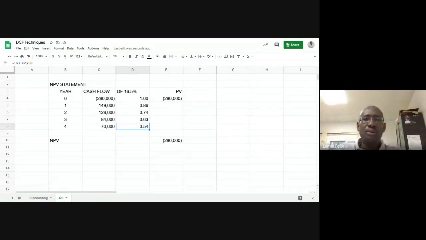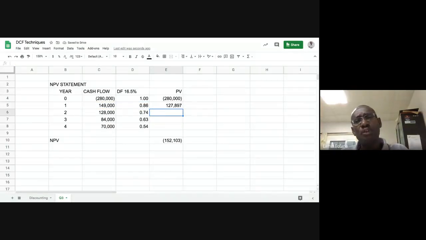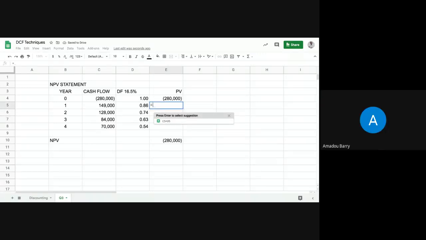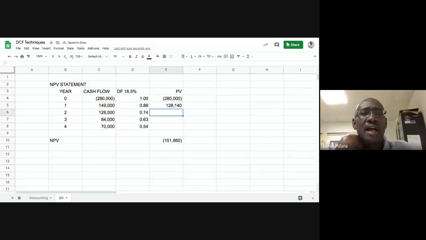Okay. So now, be careful here. When you are multiplying, don't use these numbers. Like if I use equals this multiplied by this, the answer may not be wrong, you understand? But then I will have gone against my rounding. So what I should do is say equals this multiplied by 0.86. Then I enter. The one for year 1 should be 128140.